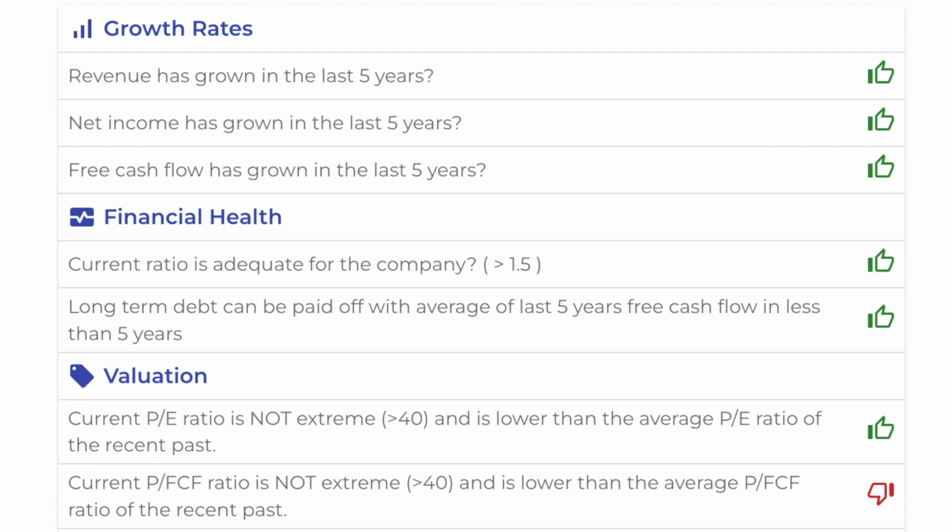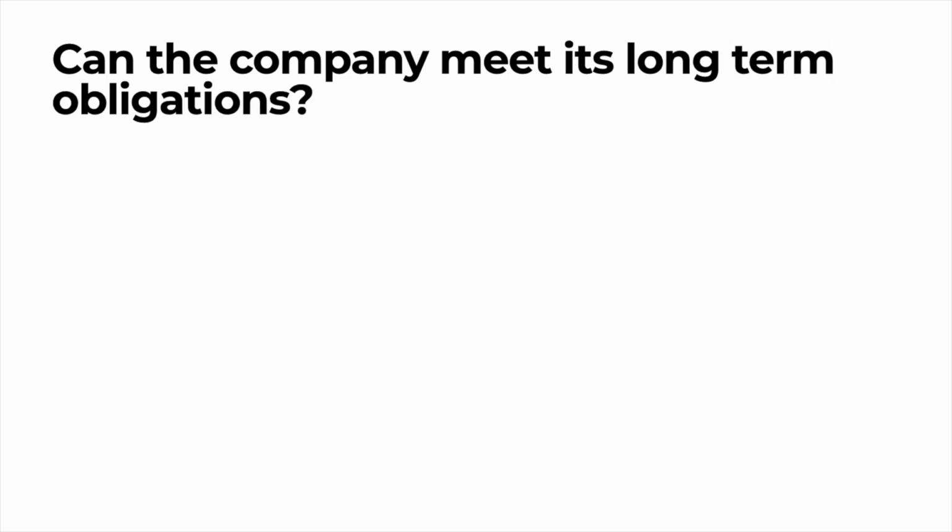As you can see on the screen, LVI evaluates if the current ratio is better than 1.5 and gives a thumbs up to Alphabet. Having covered that the company is able to meet its short-term obligations, now it is necessary to see if the company can meet its long-term obligations as well. How about the company's long-term debts?